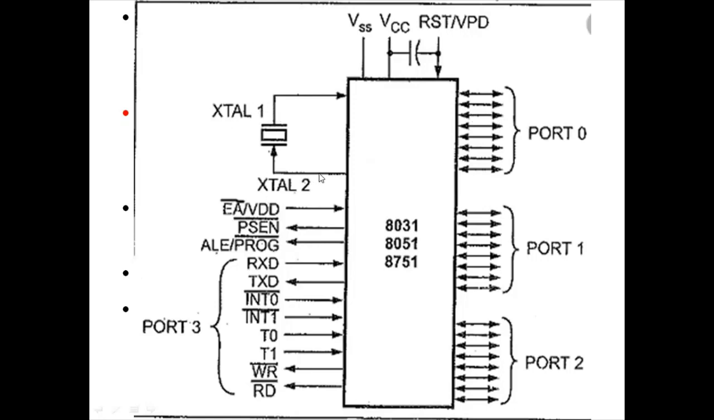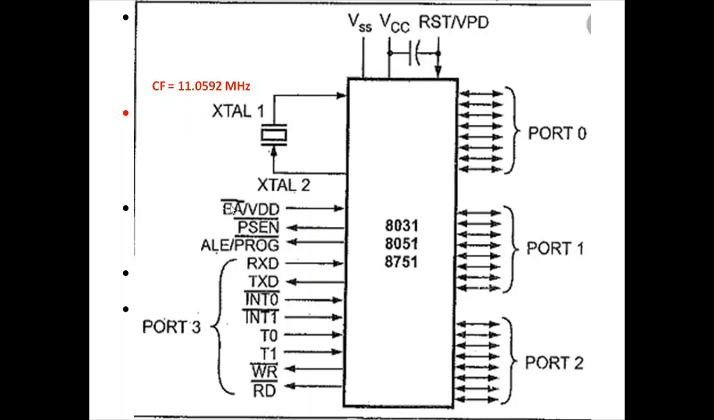Now Xtal 1 and Xtal 2, your 8051 has an on-chip oscillator, but you need a clock generator. So I will connect a crystal with a frequency. Generally the frequency that we use is 11.0592 megahertz. You should remember that this is related to serial communication. This frequency is very important when you are doing serial communication. So this is the most used frequency.